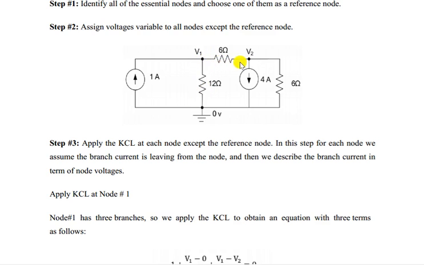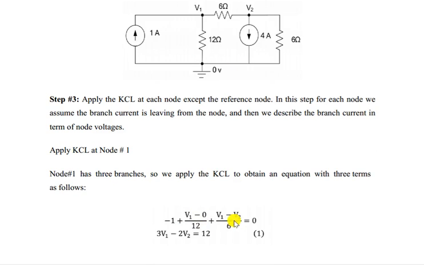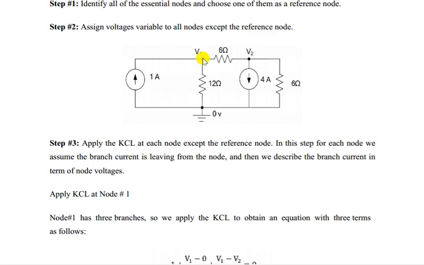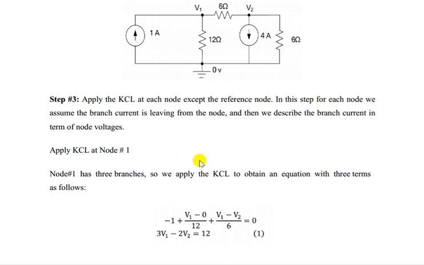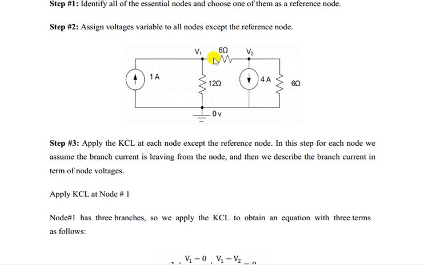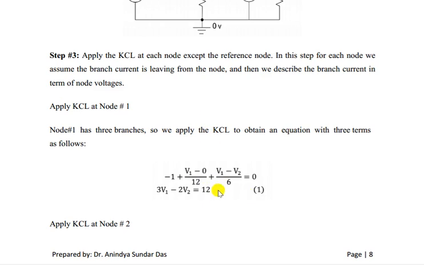Now at node 1 what we can write: V1 minus 0 divided by 12, current is leaving, and V1 minus V2 divided by 6, current is leaving, and both are positive. That means the entering current should be negative. If we consider leaving current as positive, then entering should be negative and vice versa. So we get equation 1.